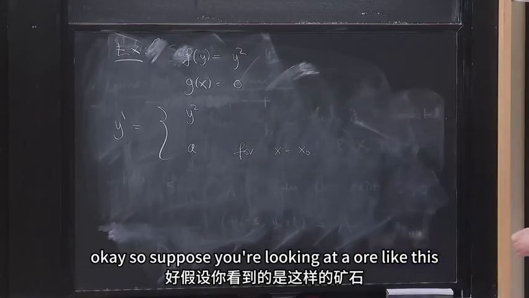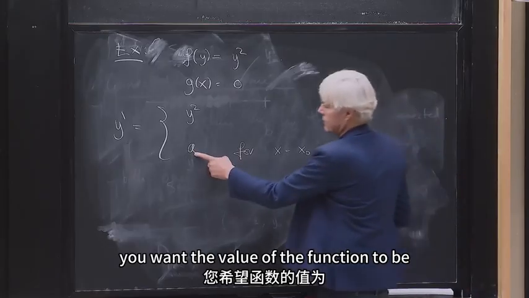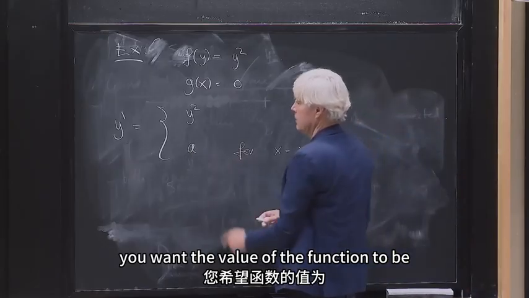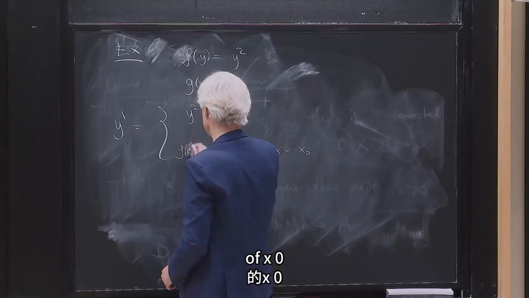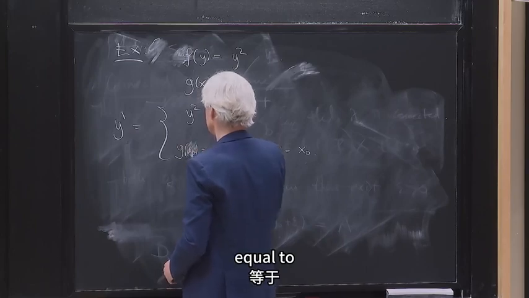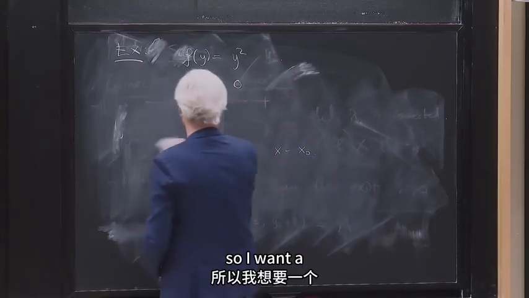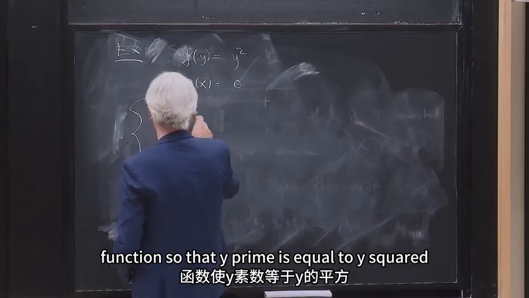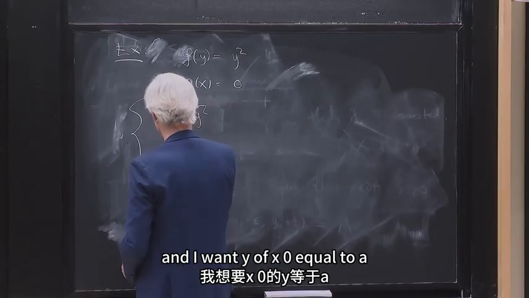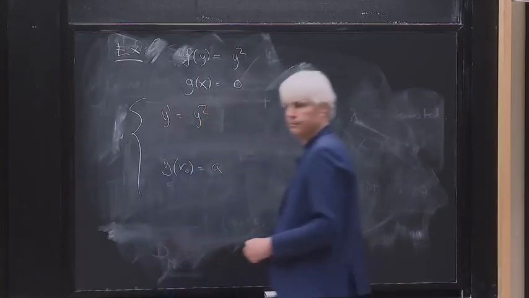Okay, so suppose you're looking at an ODE like this, right? At this x0, you want the value of the function to be... So you want y of x0 equal to... maybe this is a little bit bad notation. So I want a function so that y prime is equal to y squared, and I want y of x0 equal to a. Right?